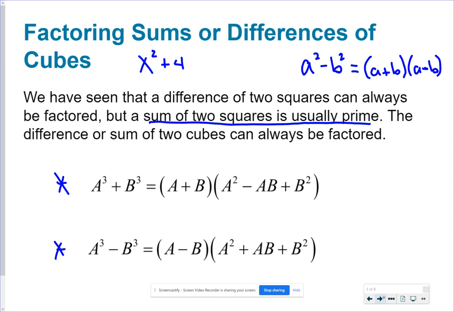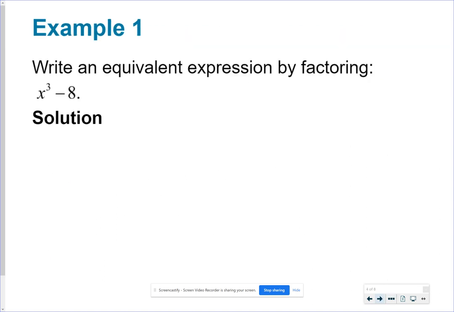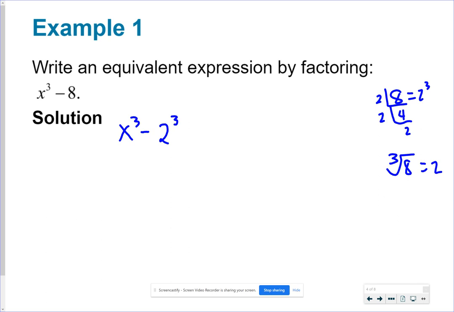So let's go ahead and look at how we use these formulas. We're going to write an equivalent expression by factoring. So we're going to take x cubed minus 8. The first thing we need to do is look at that 8 and recognize that it is, well, let's look at that 8. I can divide it by 2. 8 divided by 2 is 4. 4 divided by 2 is 2. So 8 is 2 to the third power, because I've got 3 factors of 2. You can also grab your calculator and do a cube root of 8 and find out that the cube root of 8 is 2. So we're looking at a perfect cube. 8 is a perfect cube.